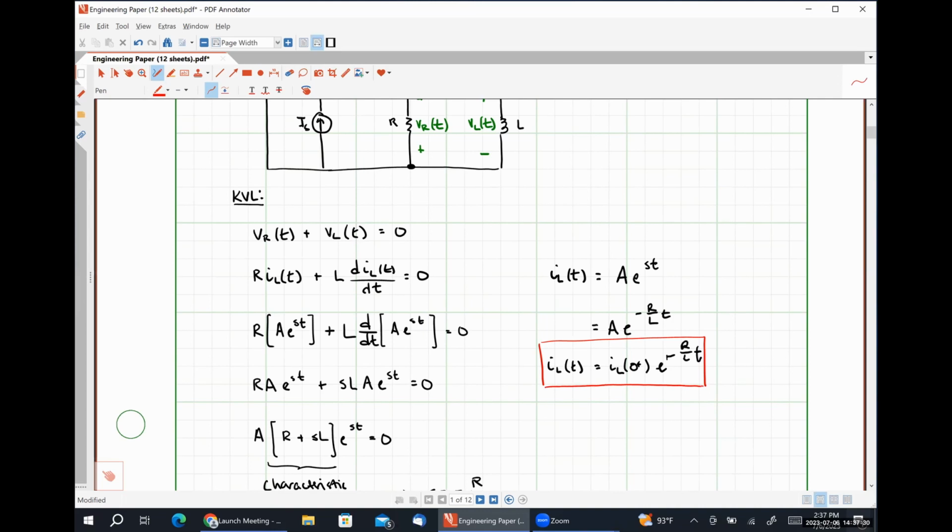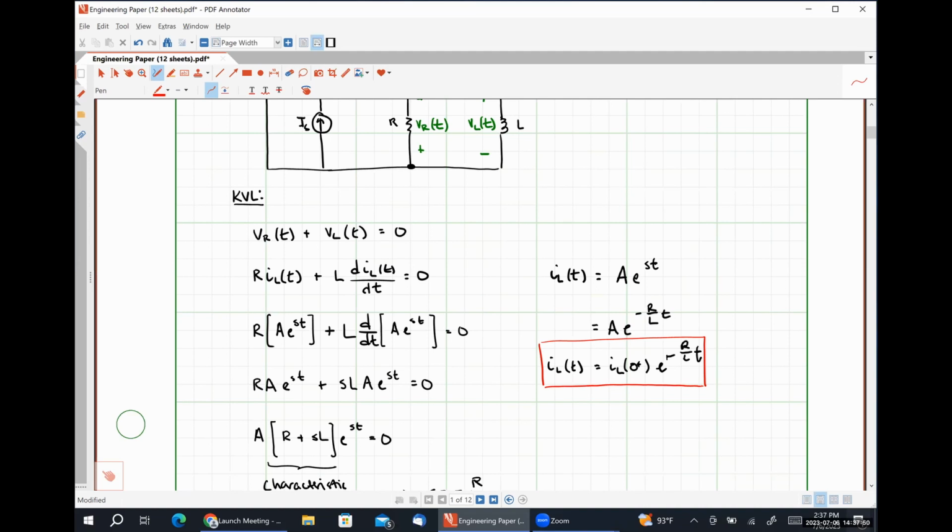So from here on out, we no longer have to do this calculus again. This is literally how the inductor current will behave in any first order circuit, where a first order circuit means it can be represented by a single equivalent resistance and a single equivalent inductance.